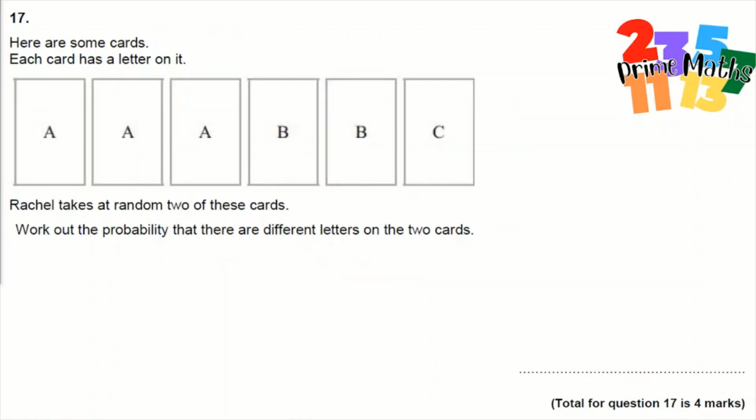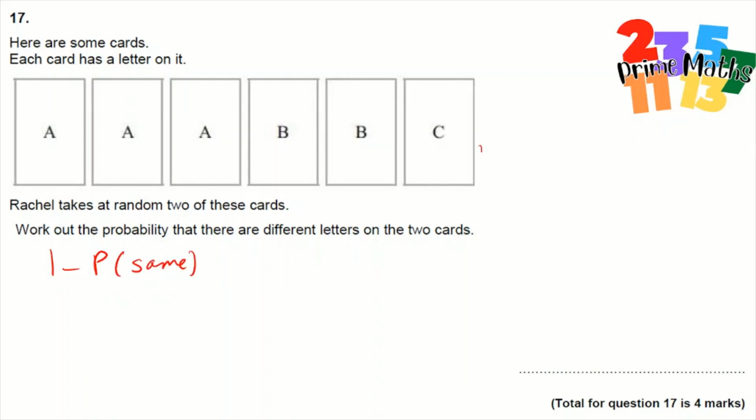Rachel takes 2 cards at random. This means she does not replace the cards. We want the probability that there are different letters on the 2 cards. We could work out the probability of A then B, the probability of B then A then C, and so on. This might take a while, so instead we can work out the probability that they are the same and subtract this from 1. So we're going to do 1, take away the probability that they are the same.